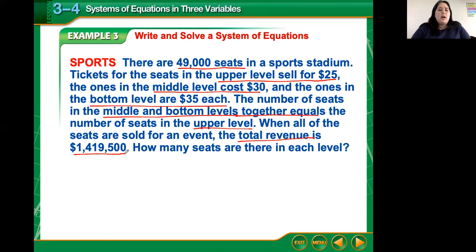So the first thing you're going to do is actually identify your variables you want to use. You can use X, Y, Z is always a good default. In word problems, you might want to try and make sure you pick something that relates.